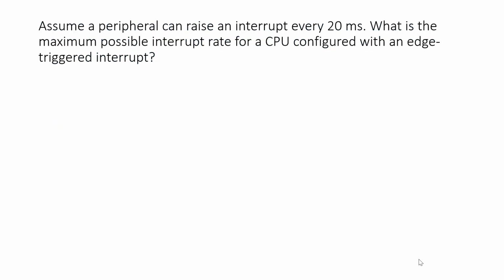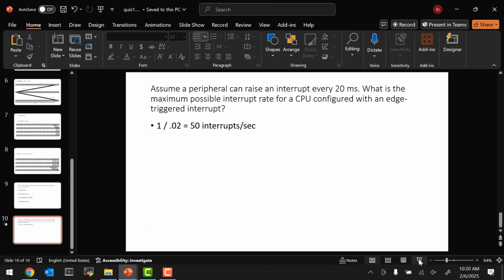Okay, great. Assume a peripheral can raise an interrupt every 20 milliseconds. What's the maximum possible interrupt rate for a CPU configured with an edge-triggered interrupt? I guess it's 50, right? Yeah. How often can you raise the interrupt? 50 interrupts per second. Okay, any questions? Okay, that was good.